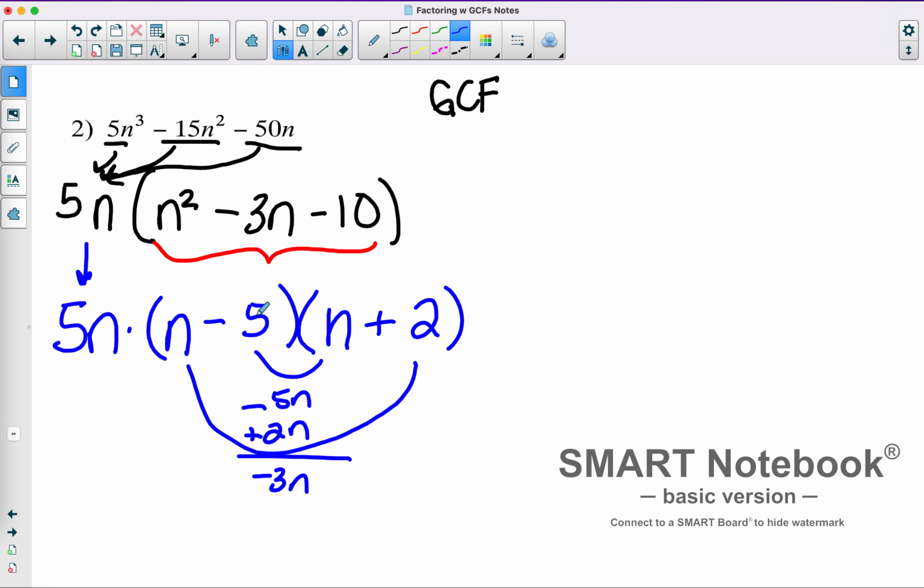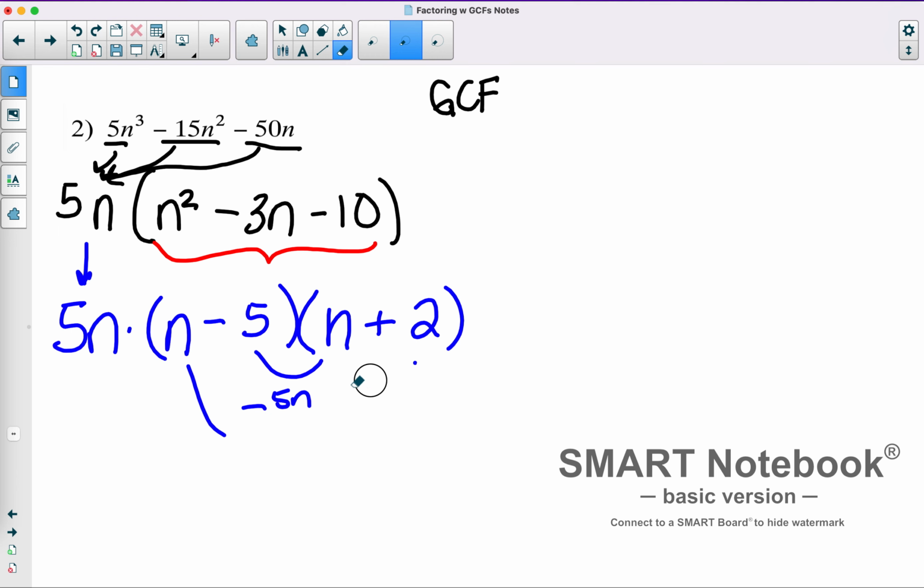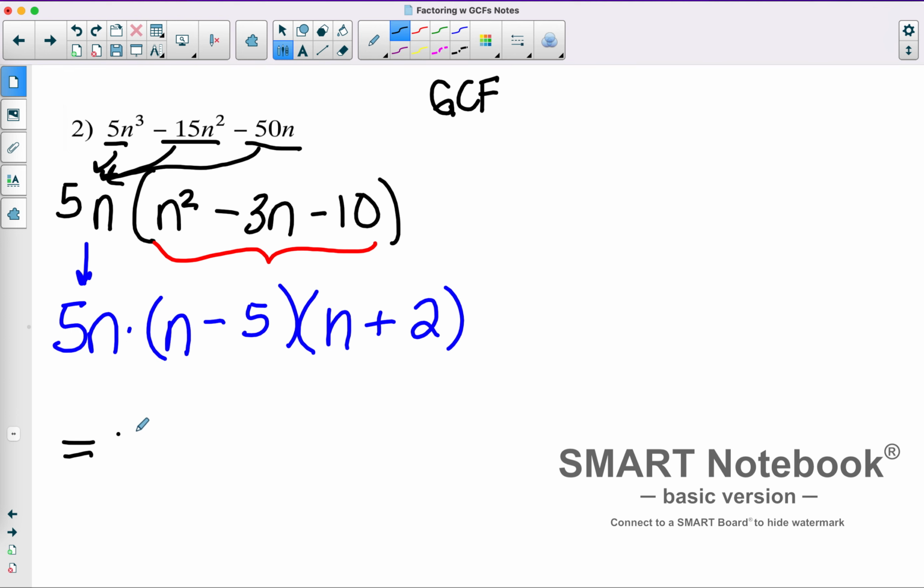Again, double check because we want to make sure that negative 5 times 2 is the negative 10 that we want. So just check your signs to make sure that you've got it correct. This is completely factored now. You don't really need the checking part of it. So our final answer in completely factored form is just this part here. So you could just write it again if you want to, but 5n, n minus 5, n plus 2.